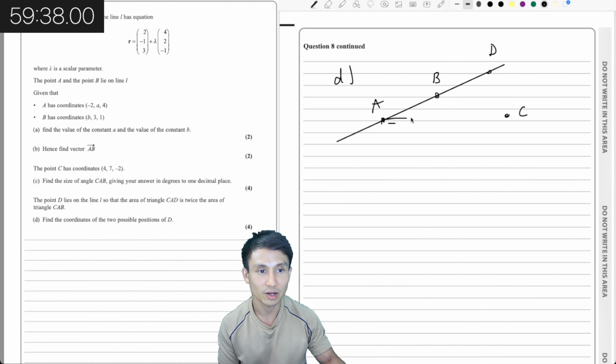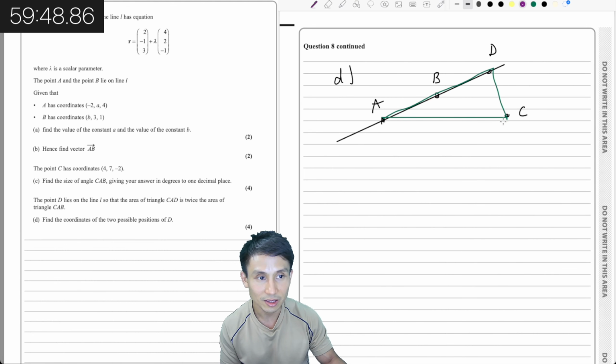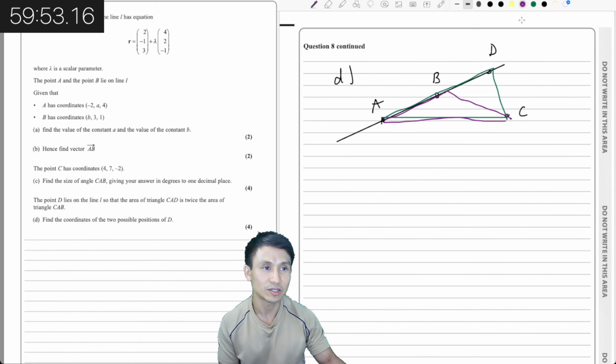So I'm going to draw the triangle out so that you can see. CAD would be my green one. Okay, let's say that that is a proper triangle. And then CAB, let's say in purple. Sorry about the not nice drawing there.